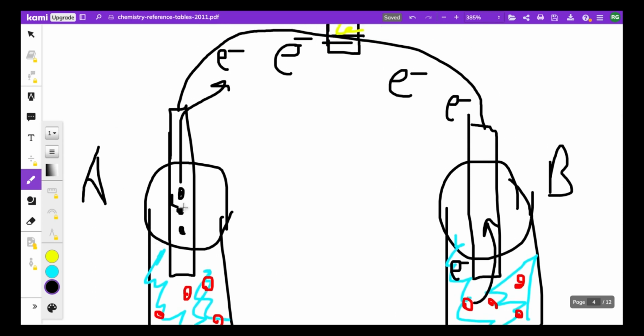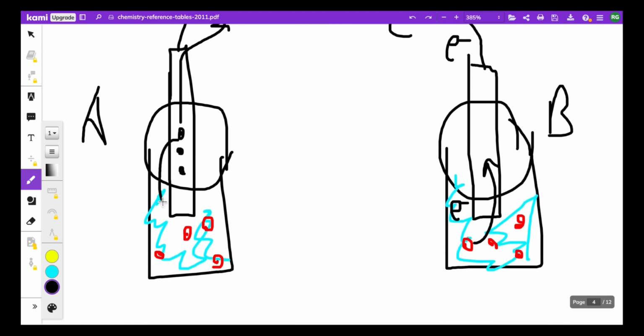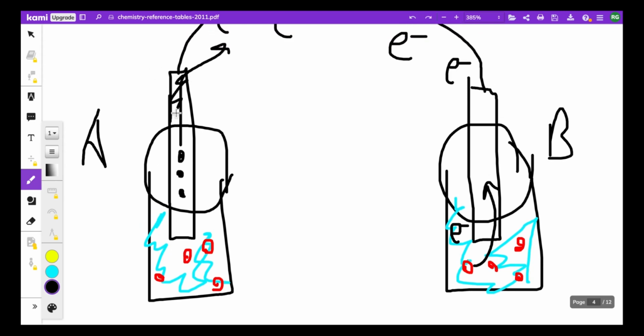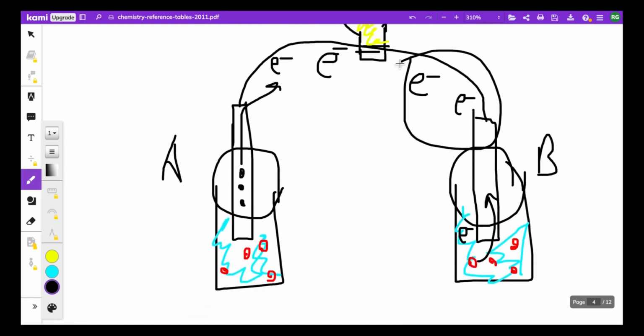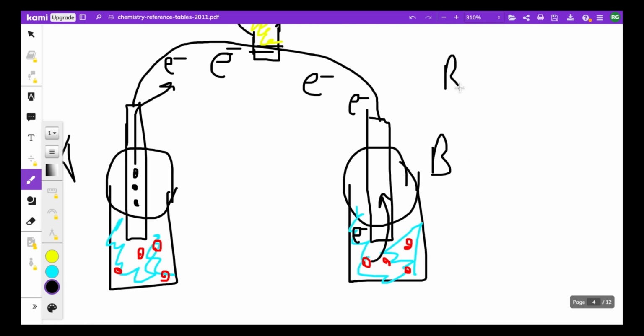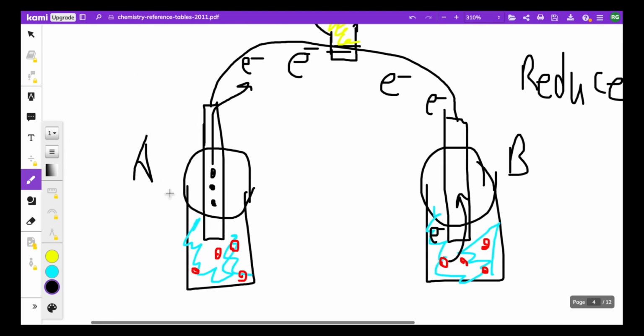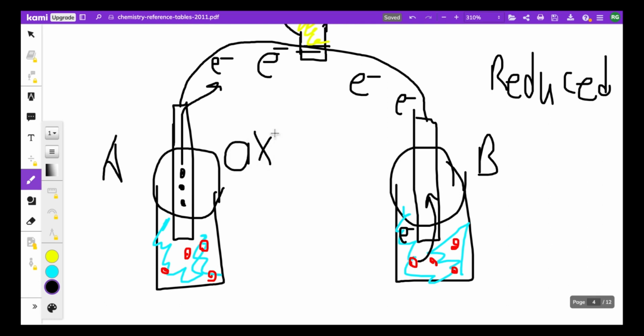But as soon as a metal atom gives away one of its electrons to travel through the wire, this metal atom is going to turn into a metal ion, and therefore it's going to drop in the water and dissolve in it. So over time, you'll see that this piece of metal will get smaller, while this piece of metal is getting bigger. Now, the thing that's gaining electrons, you say that thing is being reduced. The thing that's losing electrons, solid metal A giving away electrons, that thing is being oxidized.